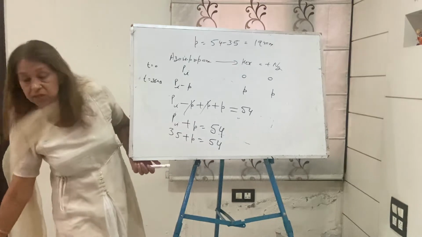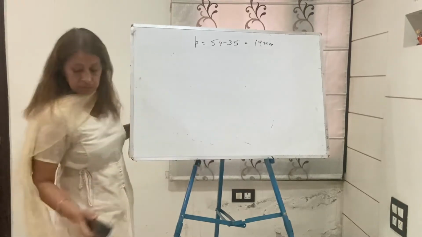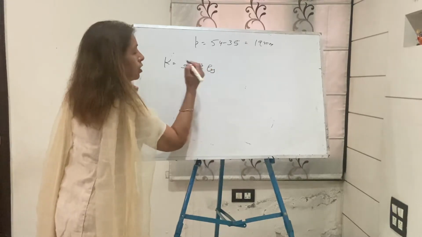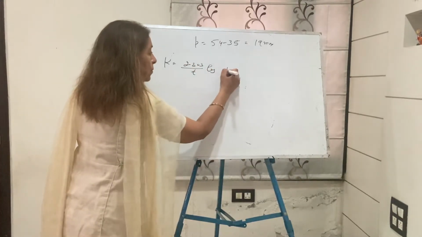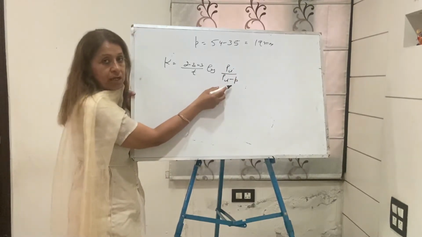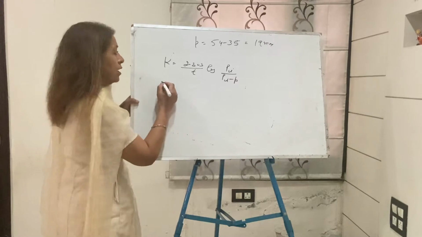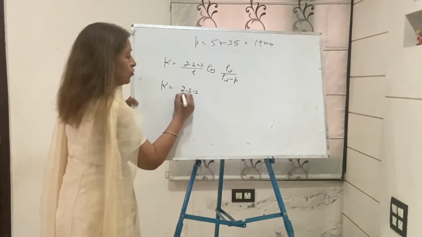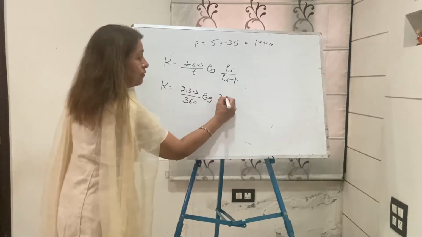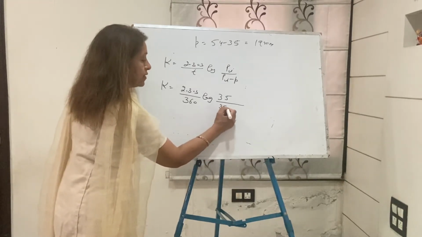Next, you apply the same formula to calculate k. k is equal to 2.303 by t log, Pi divided by Pi minus p. You will write this for the reactant only. At time 0 it was Pi, after 360 seconds it is Pi minus p. Now k is equal to 2.303 by 360 log, what is the initial pressure given? 35. Your Pi is 35, minus 19.